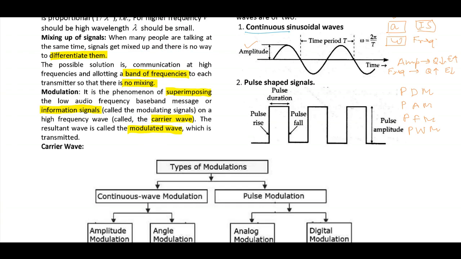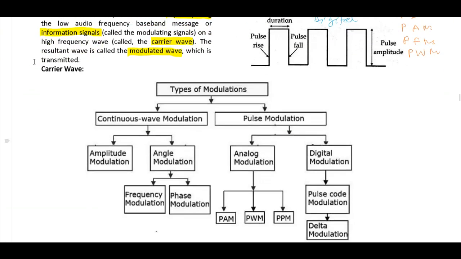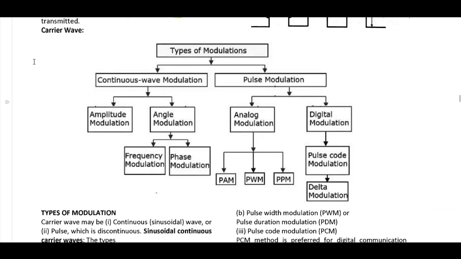Note it down. This signal is analog. I will just write analog signal. And this signal is digital. Digital modulation you will study in engineering, but just for the sake of knowledge from a competition point of view, particularly NEET or JEE Main, you must understand these two types of modulation.